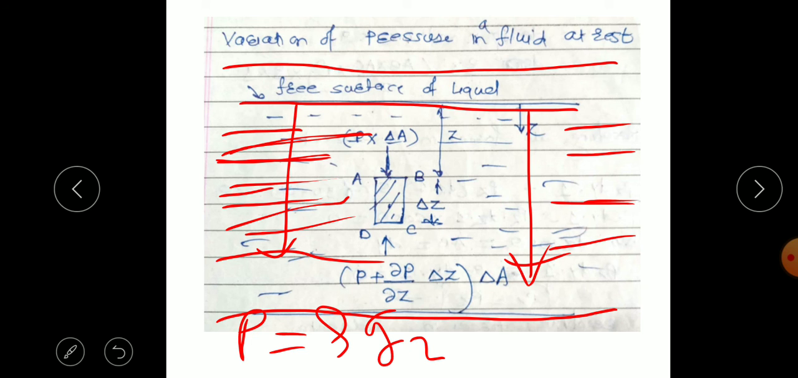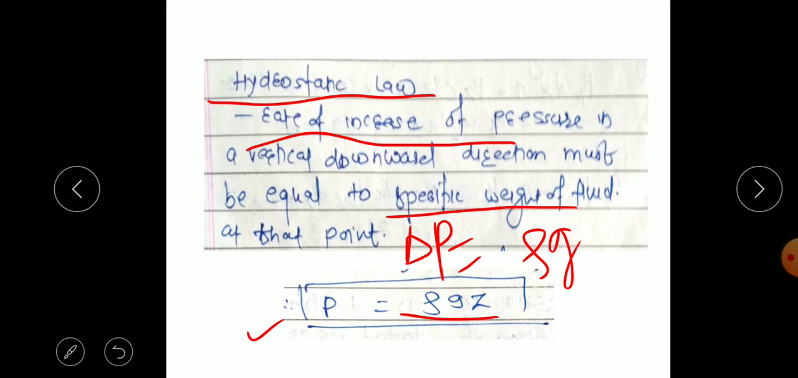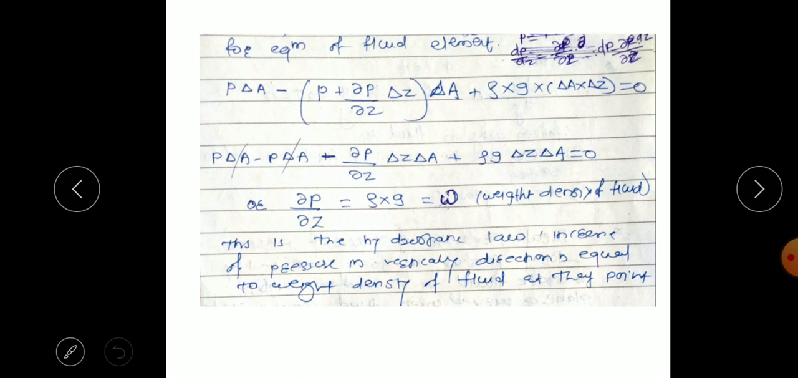So the pressure is nothing but rho g z, where we can calculate the height z. Suppose we have to find the pressure from this level, it will be rho g z. So that is the hydrostatic law, and we can obtain its expression.